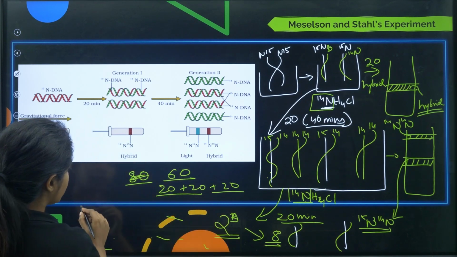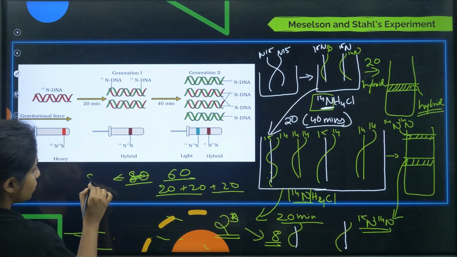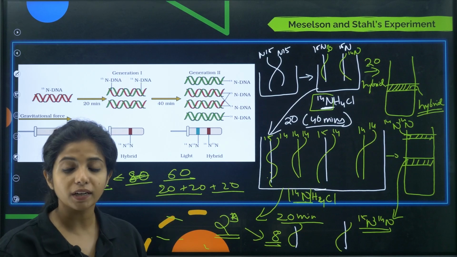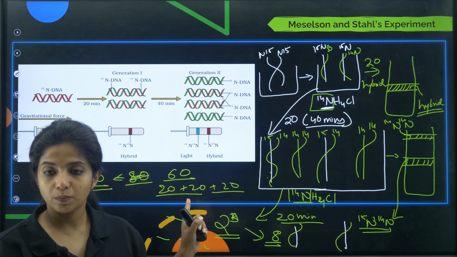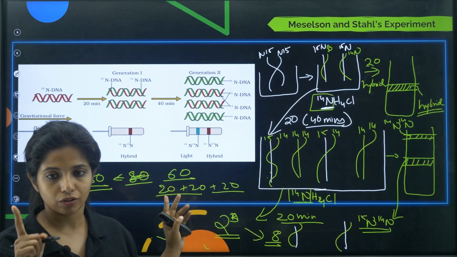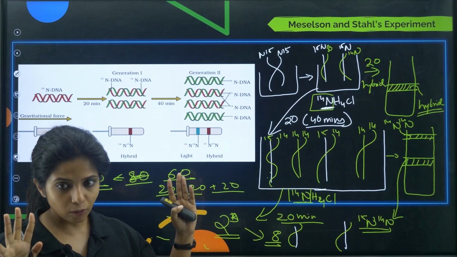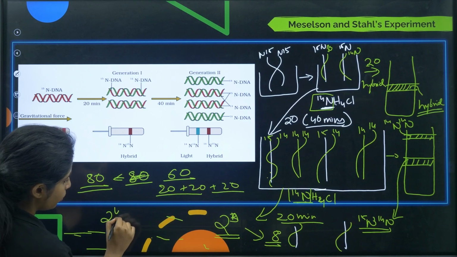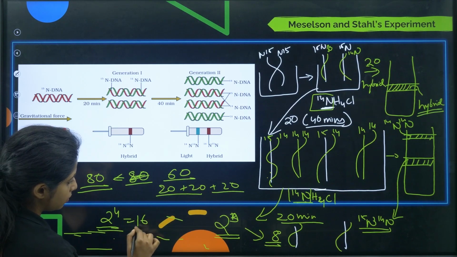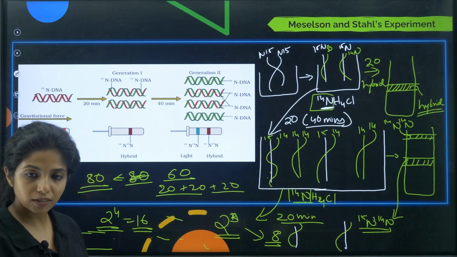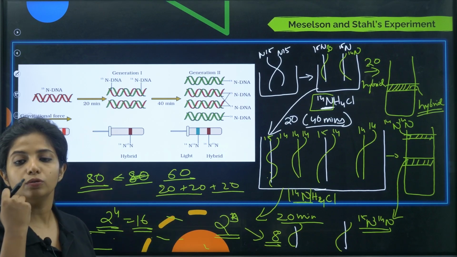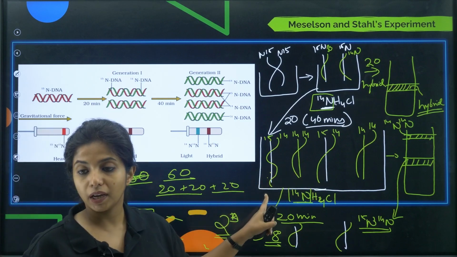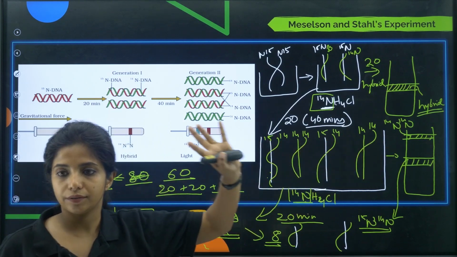Now if you are asked for 80 minutes, how will you find out? There is a question like that in your textbook. What will happen after 80 minutes? In 80 minutes, how many times will the replication process take place? It just takes 20 minutes for one replication. So 80 means 4 rounds, 20 plus 20 plus 20 plus 20. So 2 to the power 4. What is it, children? 16. 2 into 2, 4, 4 into 2, 8, 8 into 2, 16. There will be 16 of them. Now out of 16, how many will be hybrid? 2 of them will be hybrid, and the rest of them will be N14.